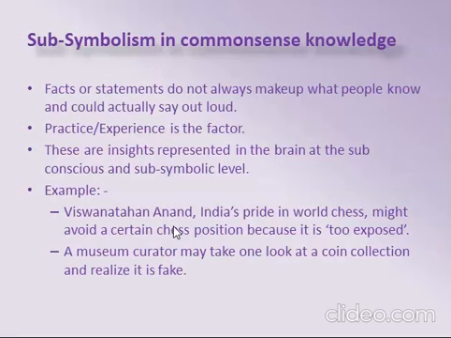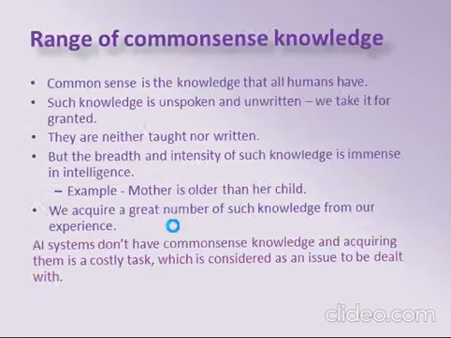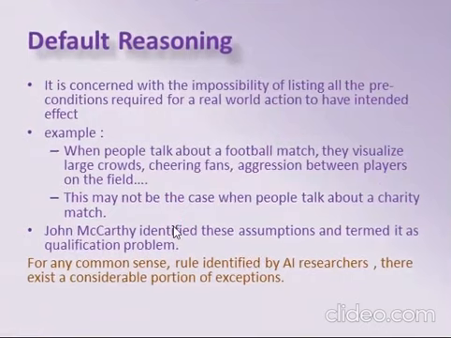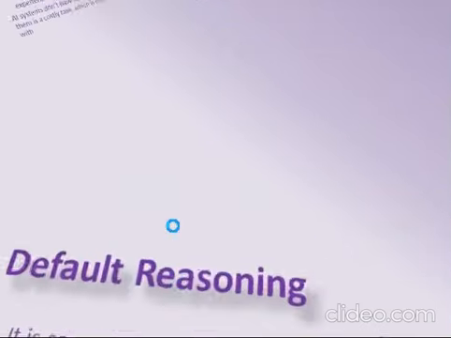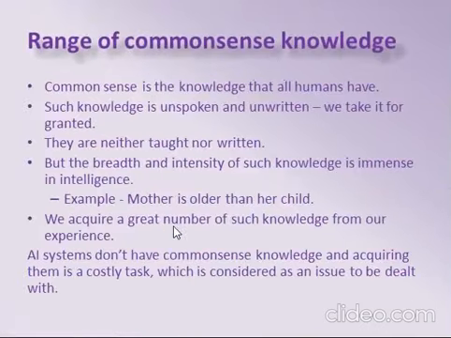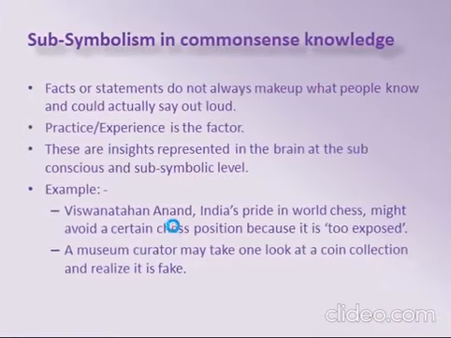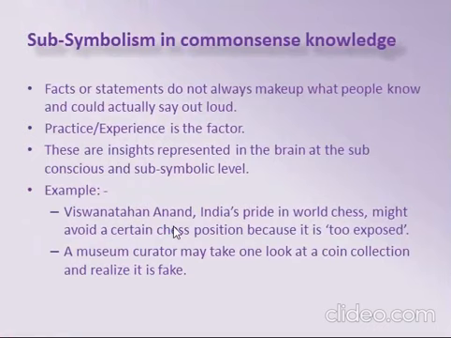So these are the three areas where we face difficulties in knowledge representation. What were they? One was default reasoning, the other was range of common sense knowledge, and the final one was subsymbolism in common sense knowledge.